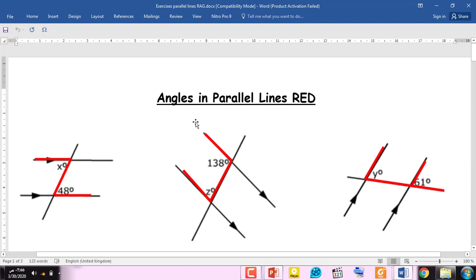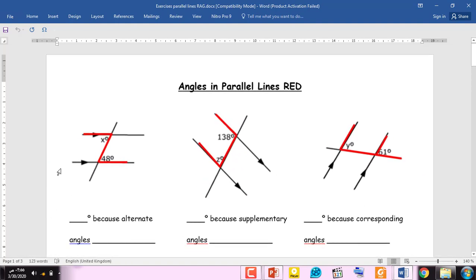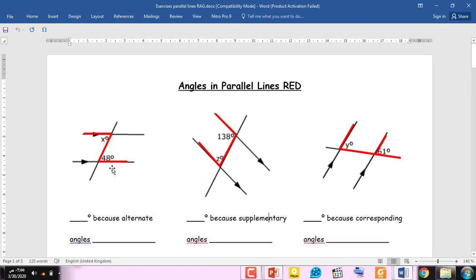So let's go to exercise number 1. Here we have angles in parallel lines. In the left figure, we can make a Z angle. The question here is to find the unknown angles X, Y, and Z. So the X is absolutely equal to 48. Why 48? Because X and 48 are alternate angles.